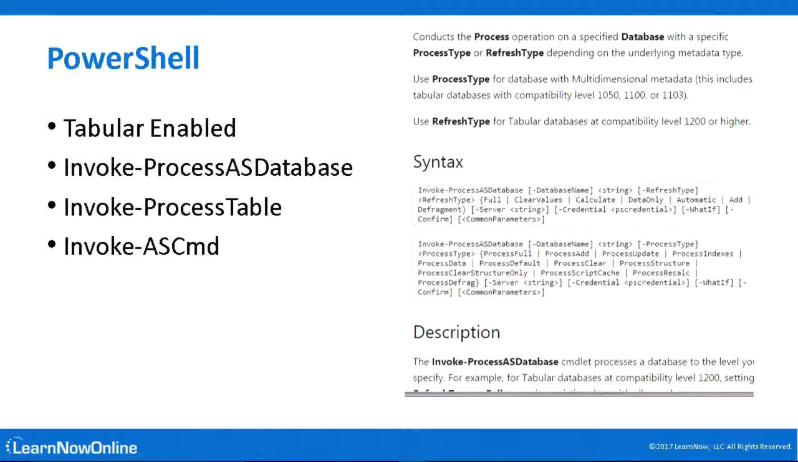There's also a SSAS cmdlet for PowerShell. Invoke-ASCmd now accepts the new tabular model scripting language, or TMSL commands. Other Analysis Services PowerShell cmdlets may be updated in a future release to the new tabular metadata. Exceptions will be called out in the release notes at that time.